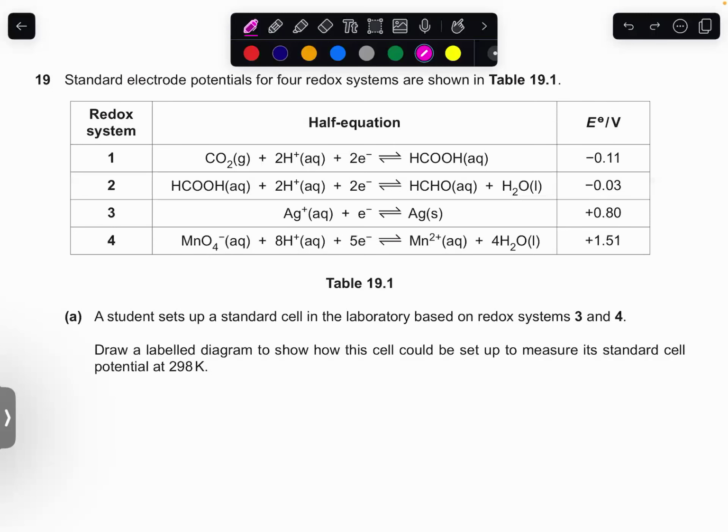Question 19, October 2020 paper. Electrode potential question. Standard electrode potentials for 4 redox systems are shown below. A student sets up a standard cell in the laboratory based on redox systems 3 and 4. So we are looking at this one and this one.